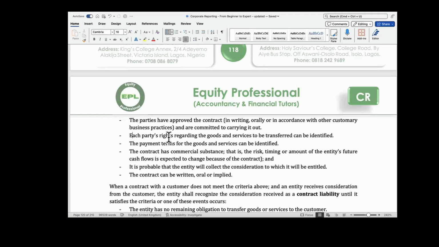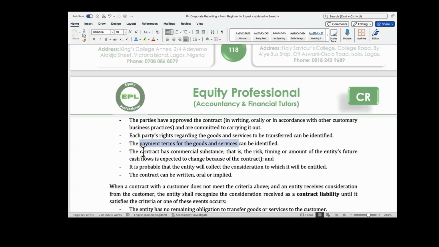Number 3 is that the payment terms for the goods or services can be identified. The payment terms must be very clear, right? Because the whole essence of selling is to collect money, to make money. So when we are going to be paid is very important. It must have been identified.